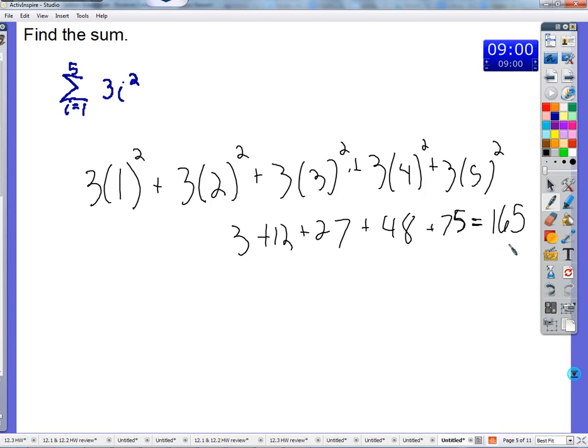Groovy Thursday, guys. If we're pretending that we're in sections 12.1 and 12.2, that's exactly how you should do it. The only thing that we know a formula for adding up is an arithmetic series. Is this an arithmetic series? No. What does the rule for an arithmetic series look like?